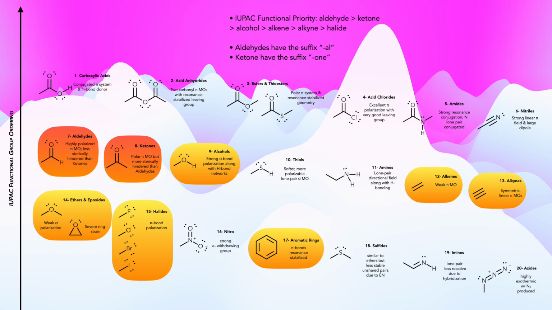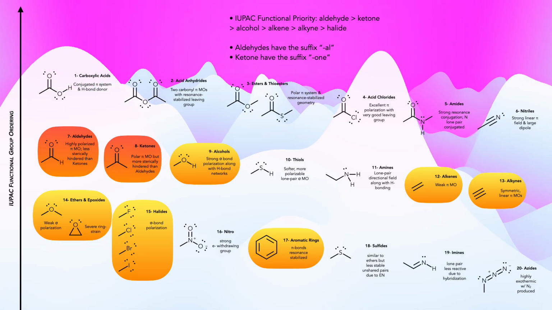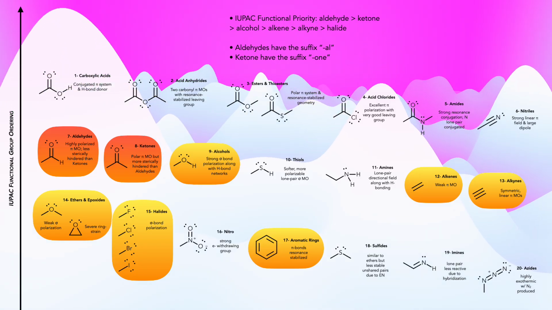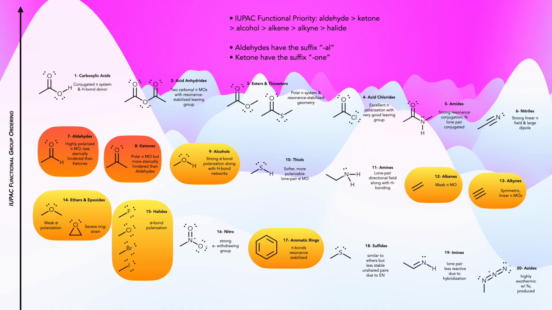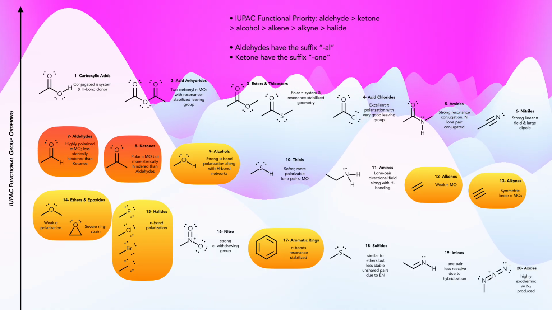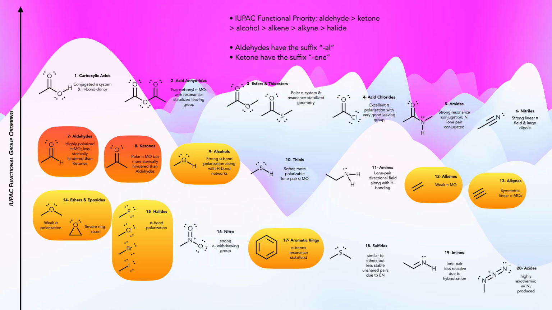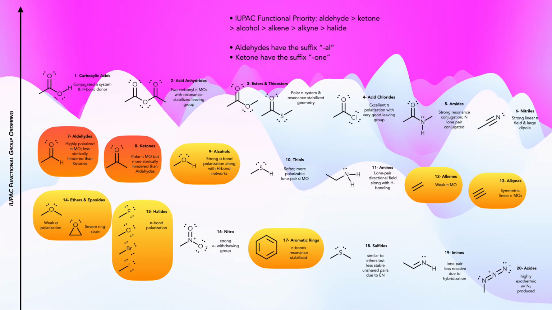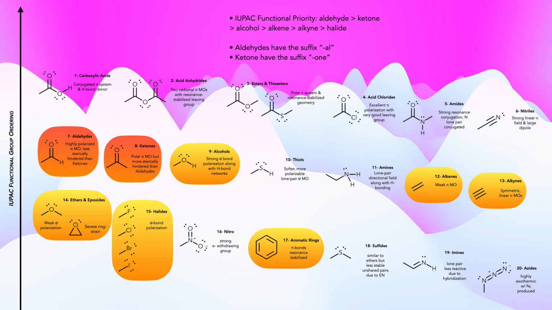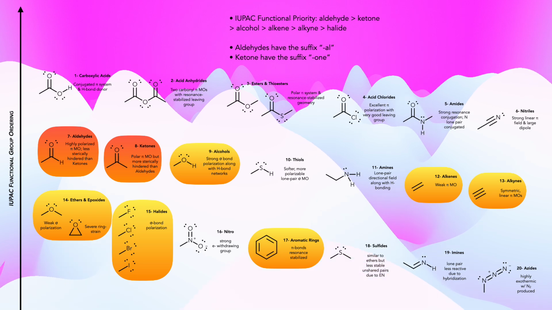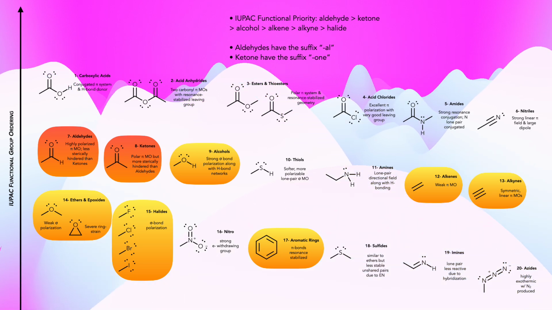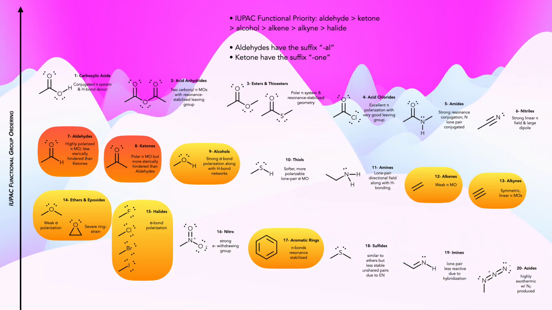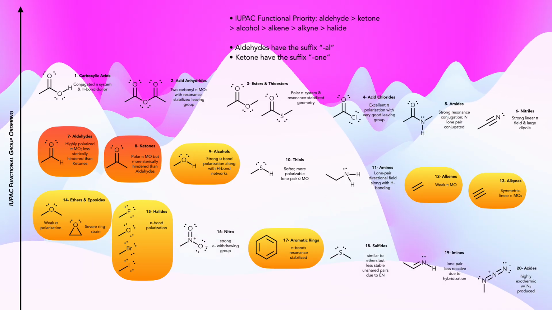Aldehydes and ketones both feature carbonyl prominently. Aldehydes are more highly polarized in their pi molecular orbital and less sterically hindered, while ketones have a moderately polar pi molecular orbital and more sterically hindered. Therefore, aldehydes will be the more reactive of the two.